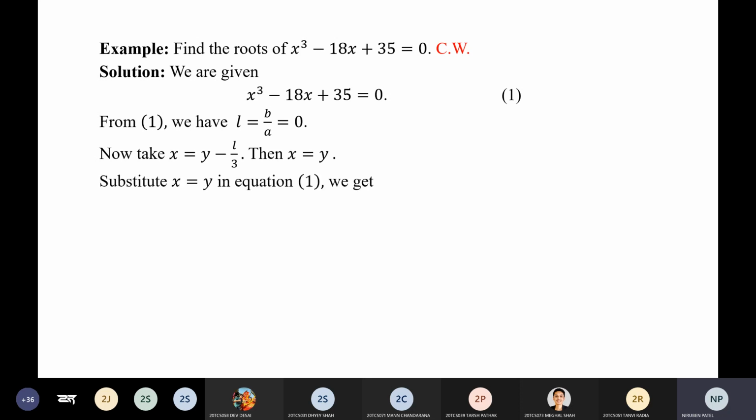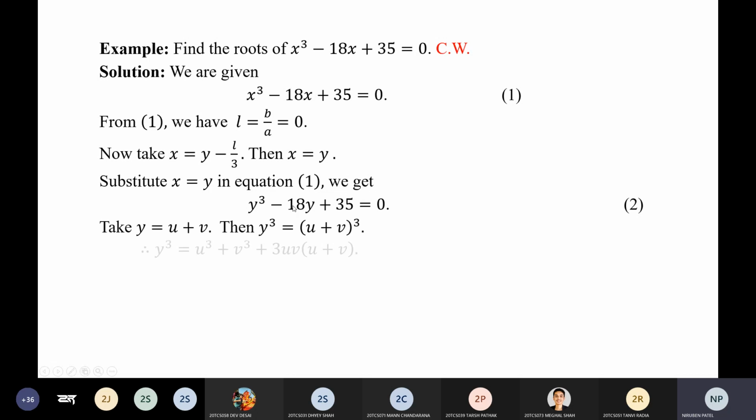So what is our requirement? We want to remove the x square term, and it is already given in that form. Right, beta? Yes, ma'am. Okay, now after that we will compare this with the standard equation, by the substitution of y equal to u plus v.